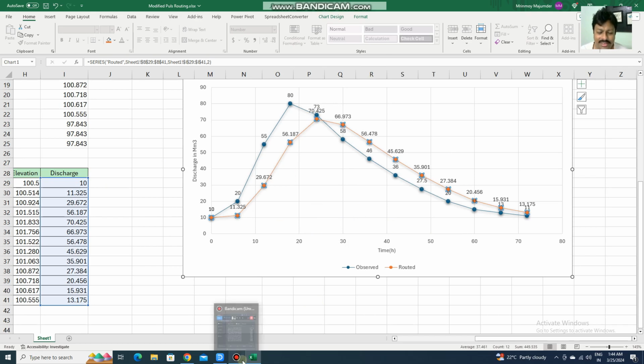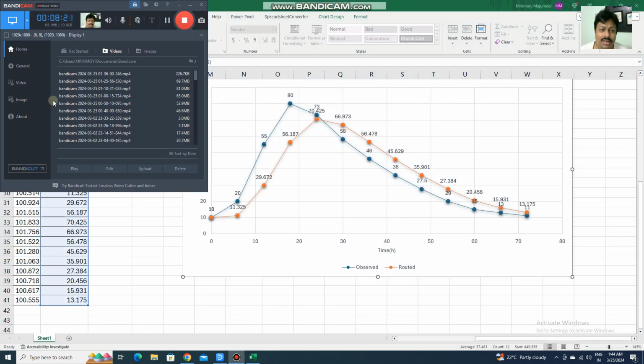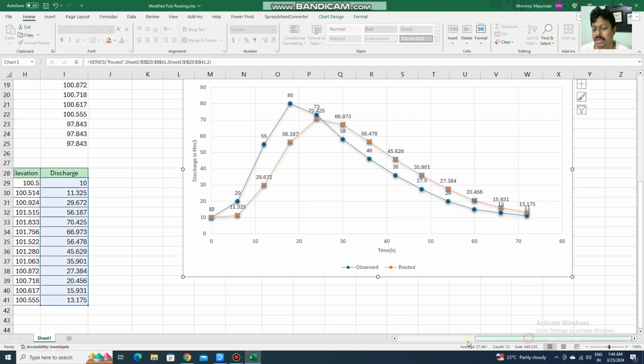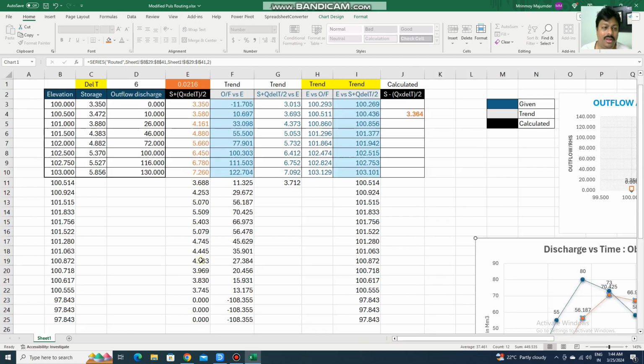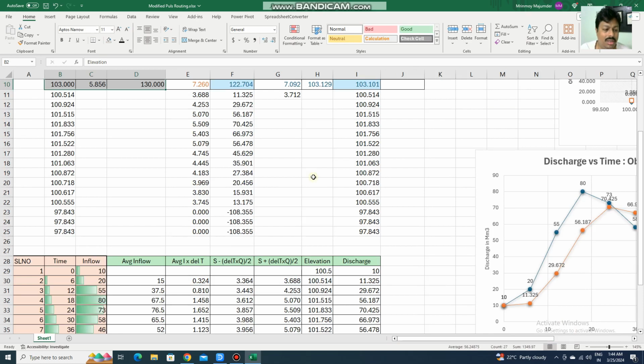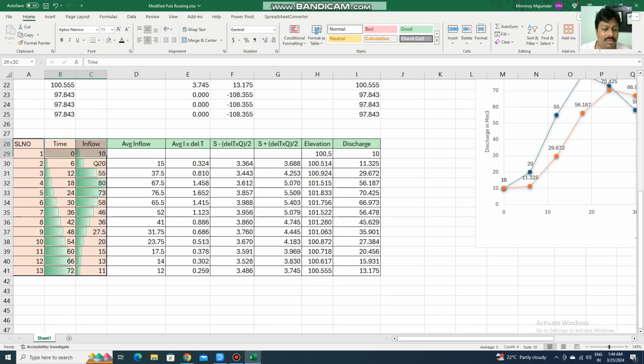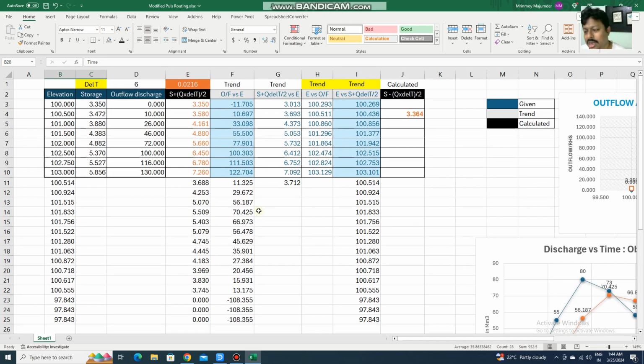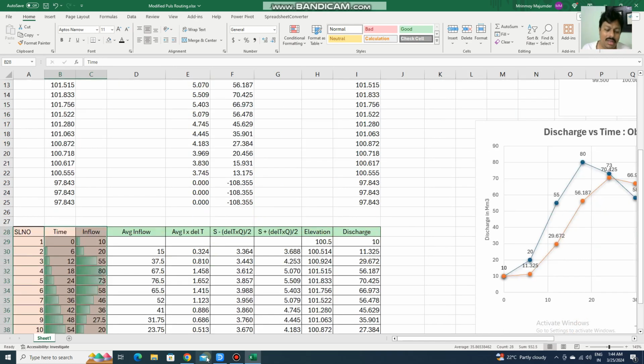Okay, so this is the procedure for deriving the flood hydrograph with the help of the modified pulse method. If you have this elevation, storage, outflow discharge data, and the inflow hydrograph data of the flood which is hitting the reservoir. And yes, also at which elevation, this is also important. If you do not know that, then it is very difficult to calculate.